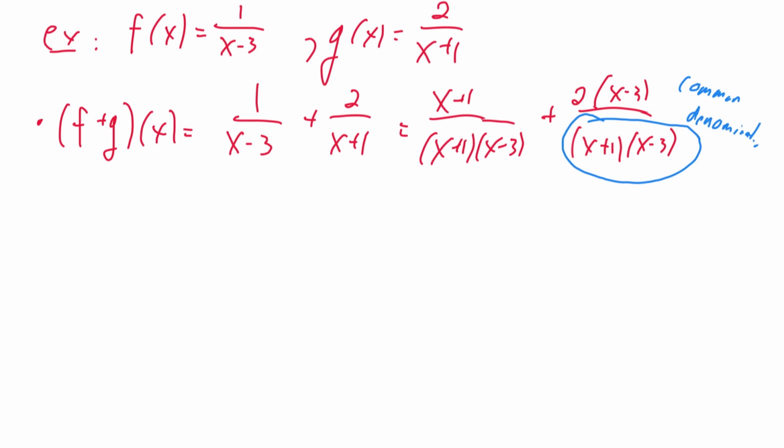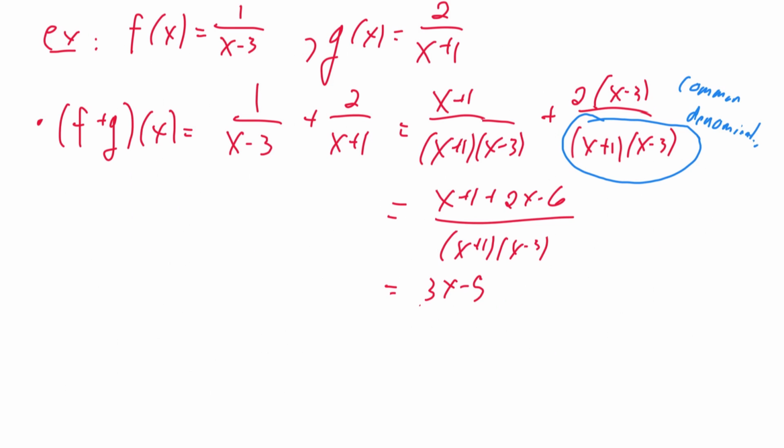And now I am permitted to add in the top, so I get x plus 1 plus 2x minus 6. Same denominator, and I'll just put everything together. 3x minus 5 divided by x plus 1 times x minus 3. So it's simple to add two functions as long as I know how to add fractions, for example. So the rules that applied for numbers also apply here.